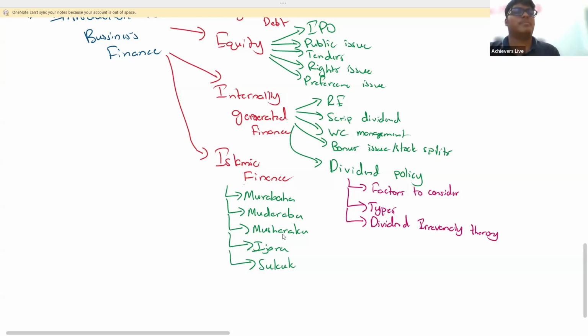Just these points you have to remember. Okay. Sukuk is Islamic lease. Briefly explain the sense. Sukuk is based on an underlying tangible asset. So what will happen? There is a Sukuk manager and there are Sukuk holders.